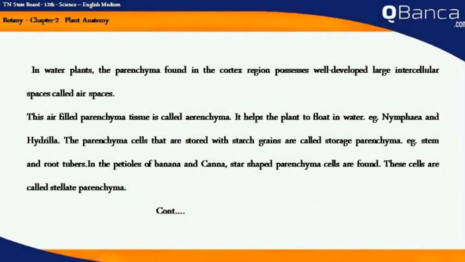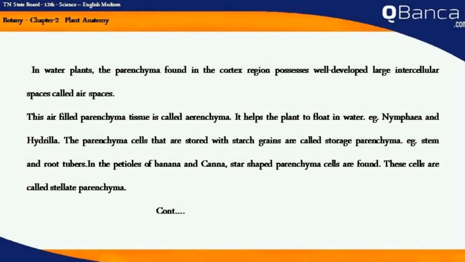In water plants, the parenchyma found in the cortex region possesses well-developed large intercellular spaces called air spaces. This air-filled parenchyma is called aerenchyma. It helps the plant to float in water. Example, Nymphaea and Hydrilla. The parenchyma cells that are stored with starch grains are called storage parenchyma. Example, stem and root tubers.